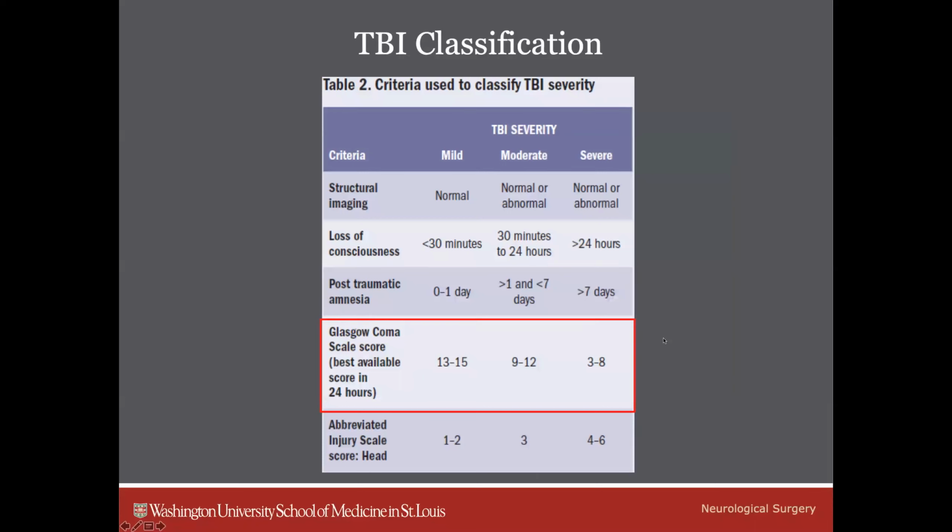So if we synthesize what we saw in the previous slides, we can classify TBI severity based on either imaging, loss of consciousness, amnesia, or GCS. Typically, in our clinical practice, we use GCS the most commonly.